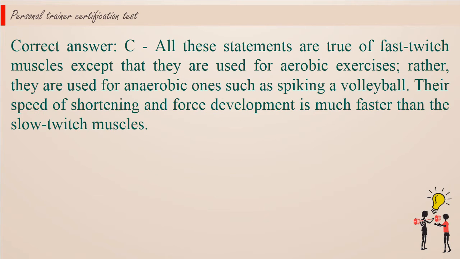Correct answer, C. All these statements are true of fast-twitch muscles except that they are used for aerobic exercises. Rather, they are used for anaerobic ones such as spiking a volleyball. Their speed of shortening and force development is much faster than the slow-twitch muscles.